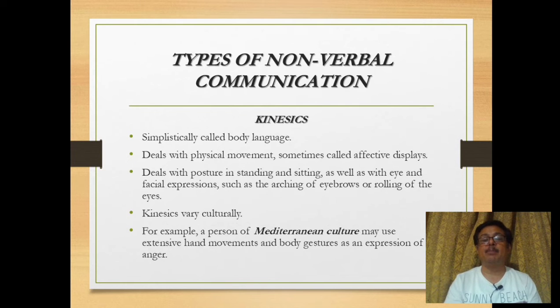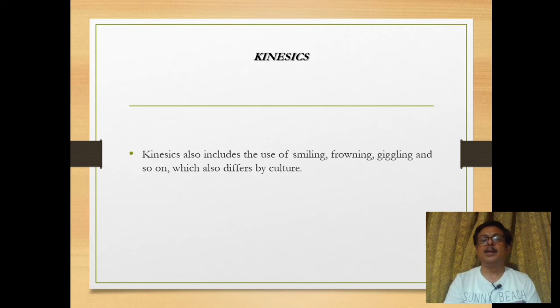And we must remember one thing in our mind, that kinesics vary culturally. For example, a person of Mediterranean culture may use extensive hand movements and body gestures as an expression of anger. Kinesics also include the use of smiling, frowning, giggling, and so on, which also differs by culture.